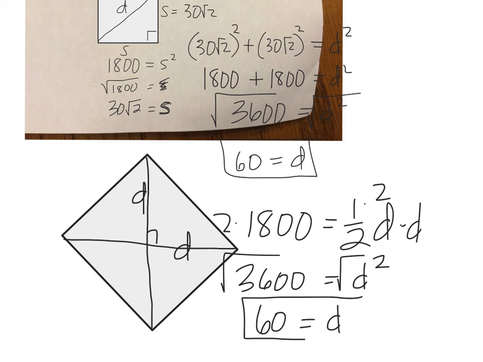So a lot more direct, but maybe you didn't think about that or didn't remember that the diagonals of a square are the same. So they're one variable.